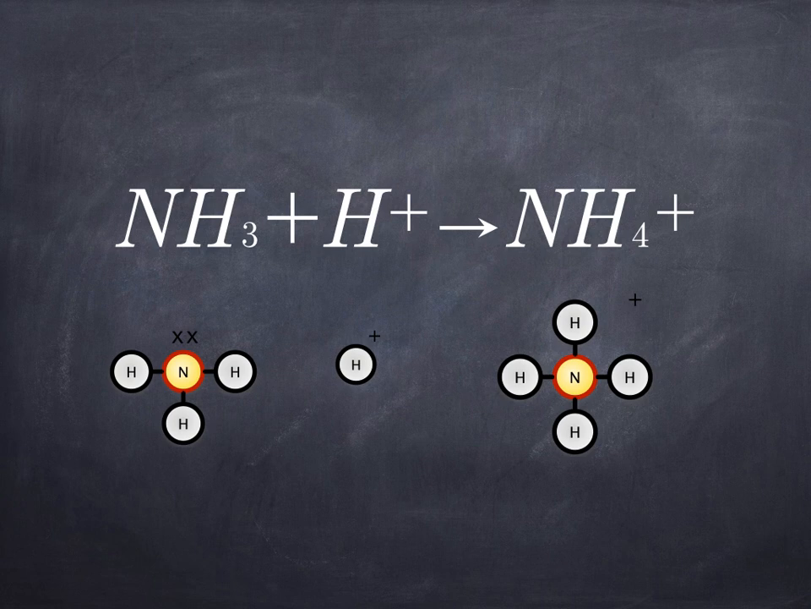Next we have an H plus. Now this H plus is also called a proton. Now notice the plus. The plus means that we're missing an electron. So what can happen is this H plus can accept a pair of electrons. So what's going to happen is this H plus is going to accept the pair of electrons. Now when it does that, the H plus could become the acid, and the NH3 is going to become the base.